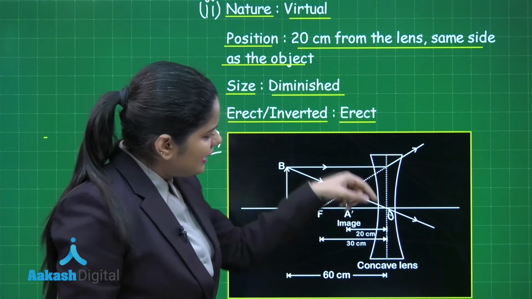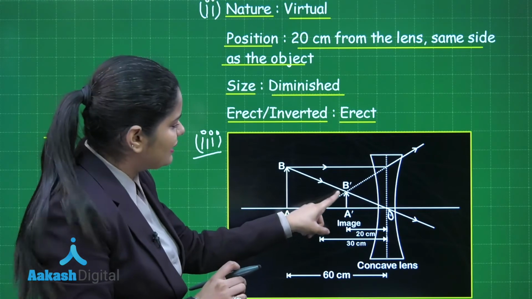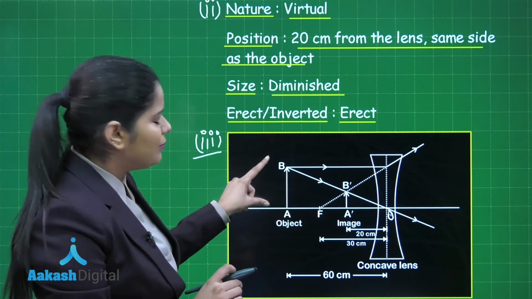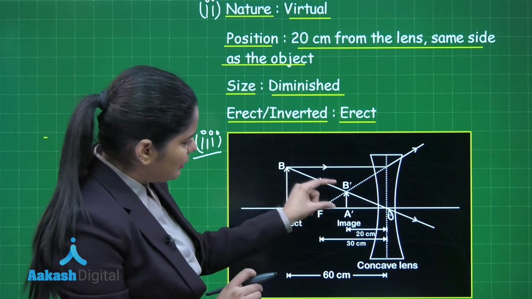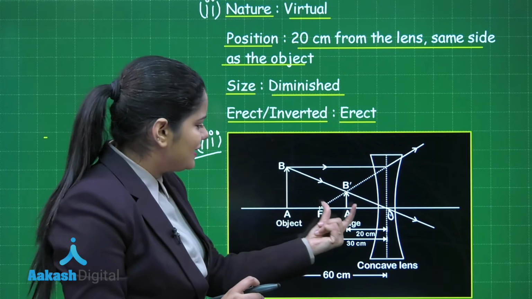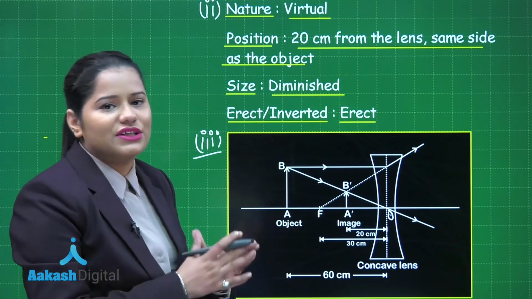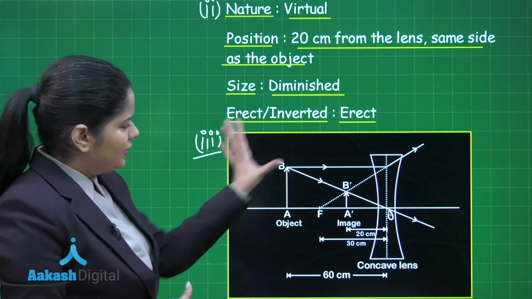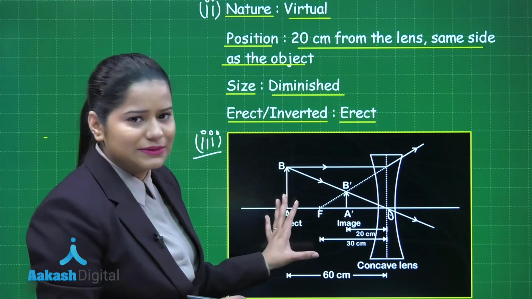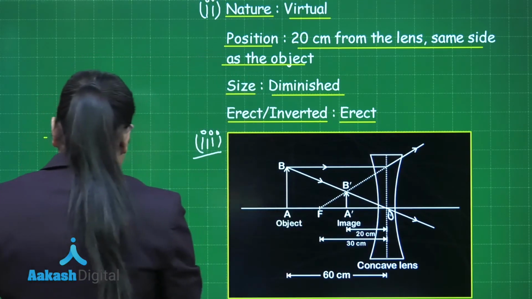So when you draw this back, these two refracted rays are intersecting at this point B dash. So this A dash B dash is the image of this object, which is diminished. This image is virtual, this image is erect, and it is formed at the distance of 20 cm from the optical center of the lens. So I hope if you have drawn this diagram and mentioned all these things, then you are going to get the complete 2 marks for this part of the question.